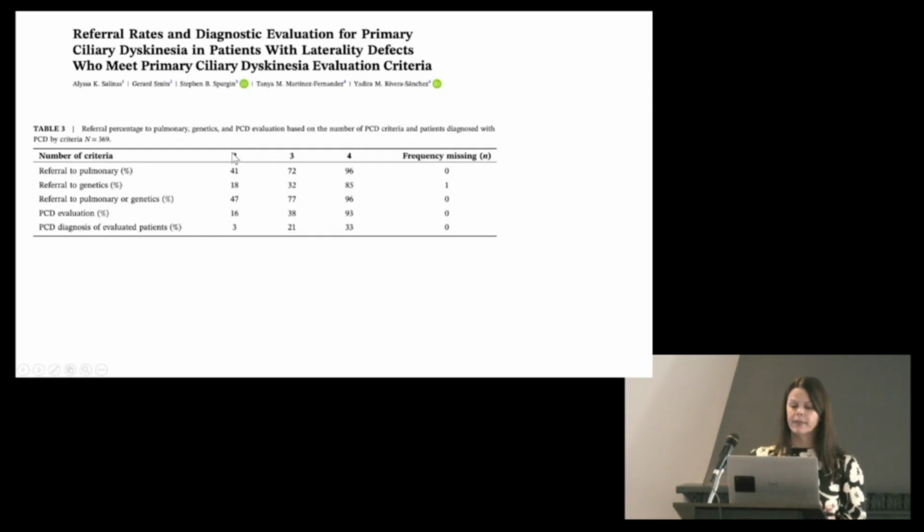But if we look at the 2 or 3 criteria columns, we can see that we are missing a lot of referrals to pulmonary. And sadly, even when those patients are being referred, we're not always evaluating them. So the next step for this would be to educate the people who refer patients to us, like cardiologists and NICU doctors and general pediatricians, and also educate our pulmonary group into ensuring that these patients get appropriately evaluated.